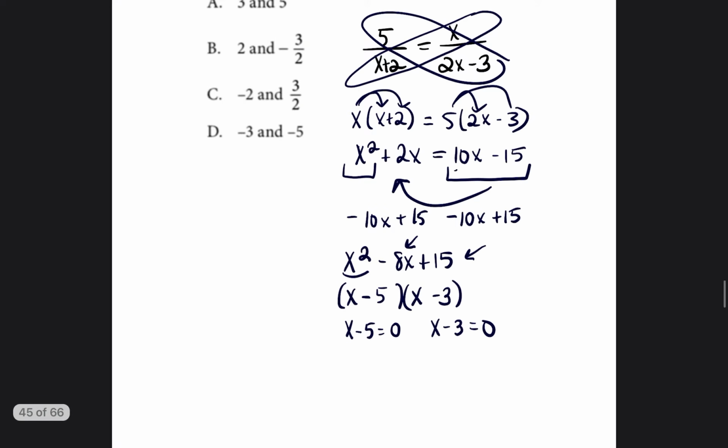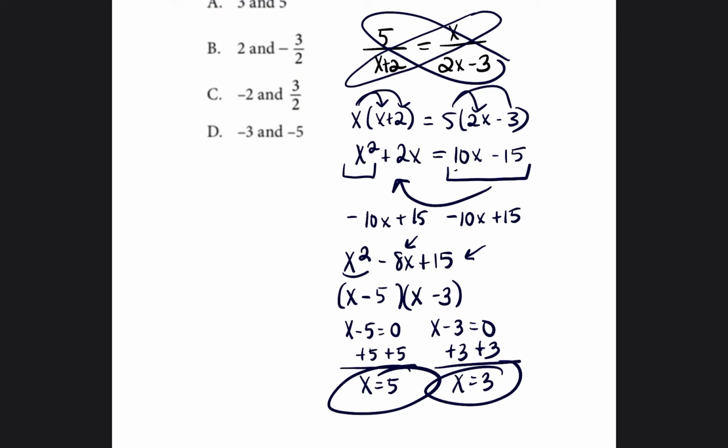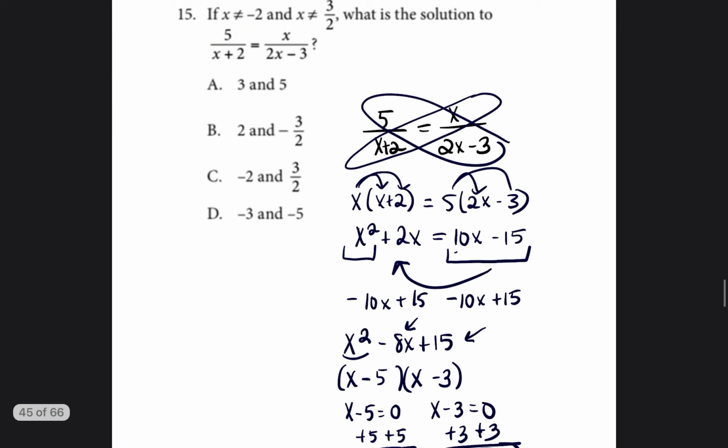Okay, so I'm going to add 5. So it's x is equal to 5. And I'm going to add 3 to both sides. X is going to be equal to 3. So my answers are going to be 5 and 3. So our answer is going to be A.